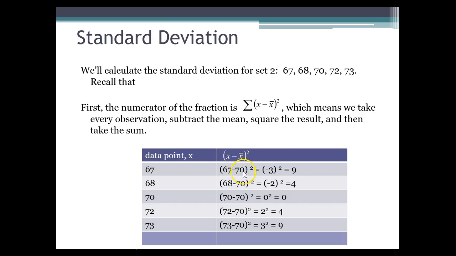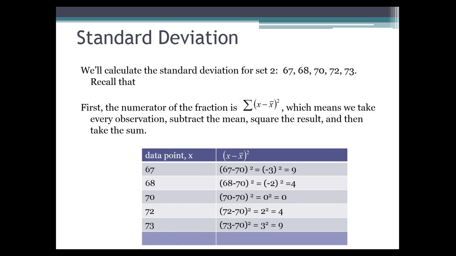Alright, so 67 minus 70 gives you negative 3. And when we square that, we get 9. Be careful of the negative sign here. So negative 3 squared is positive 9. Okay, and then 68 minus 70 gives you negative 2. And then when you square that, you get positive 4. Okay, when you do all of those and then take the sum, we get 26.